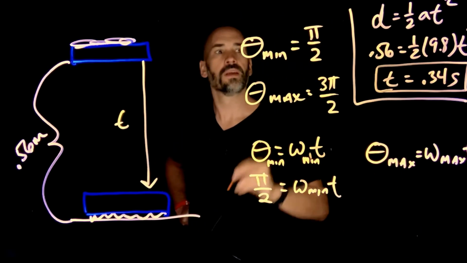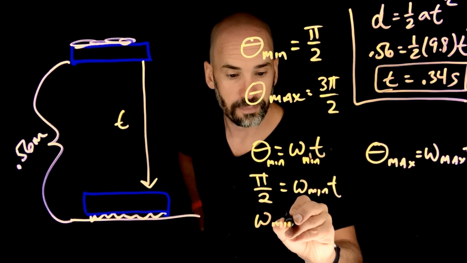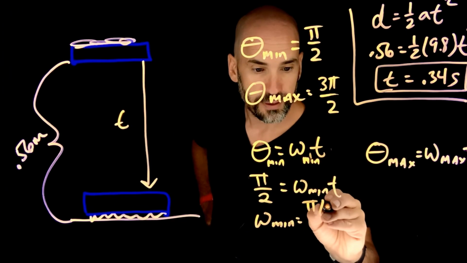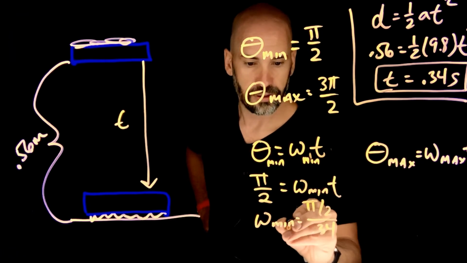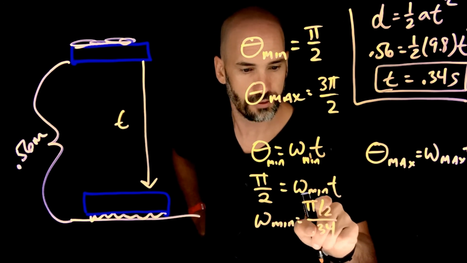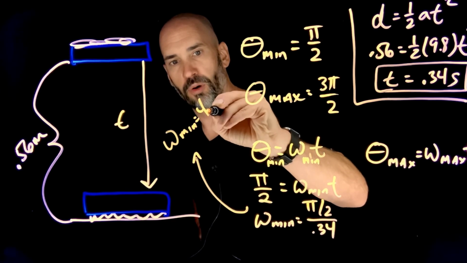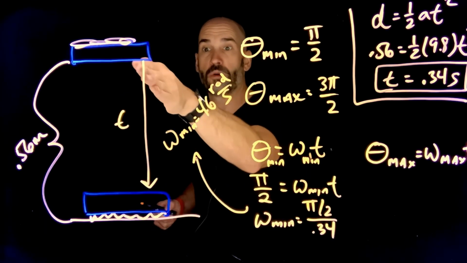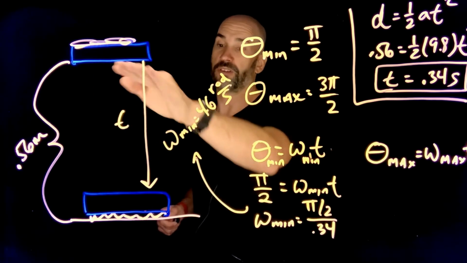Cool. It takes 0.34 seconds for this to fall, which just means that our minimum angular speed for the toast to land butter down is pi over 2 divided by 0.34, okay? And I get a value of 4.6. Omega min is going to be 4.6 radians per second. So as long as this toast falls and rotates at 4.6 radians every second, it will be at the minimum speed required for it to land face down.